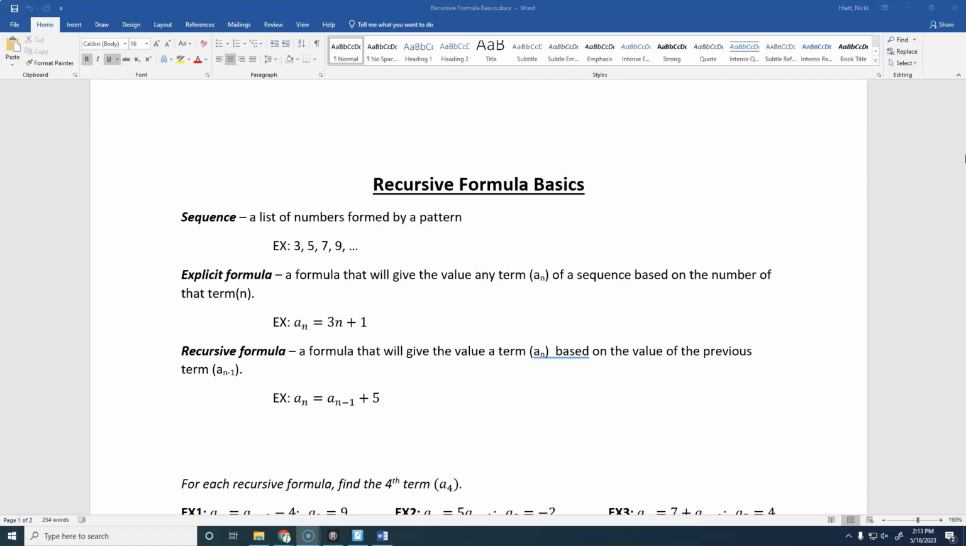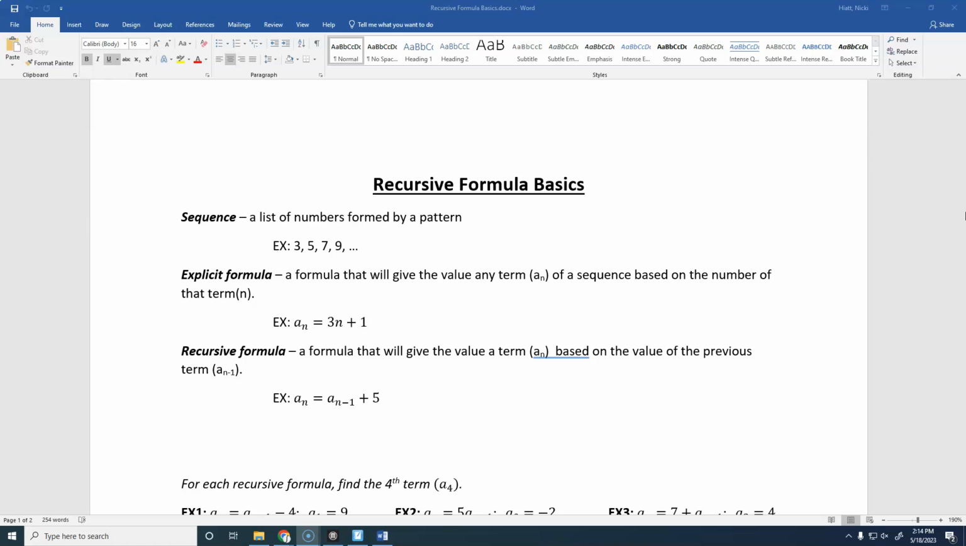So a sequence is a list of numbers formed by a pattern. You've been doing this since you were little bitty, right? In kindergarten, first grade, second grade, they started giving you patterns, right? 3, 5, 7, 9, 11. That is a sequence, right? It can be very easy like that. It can be much more complicated, but it is a list of numbers that is formed by some sort of pattern.